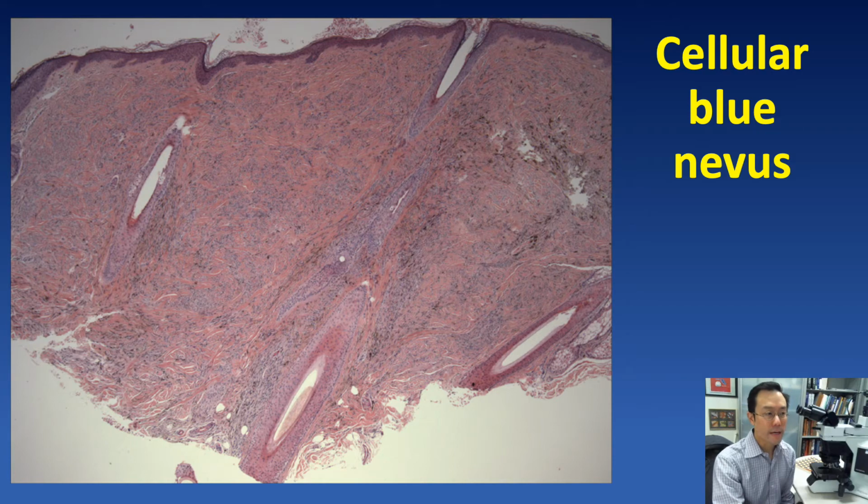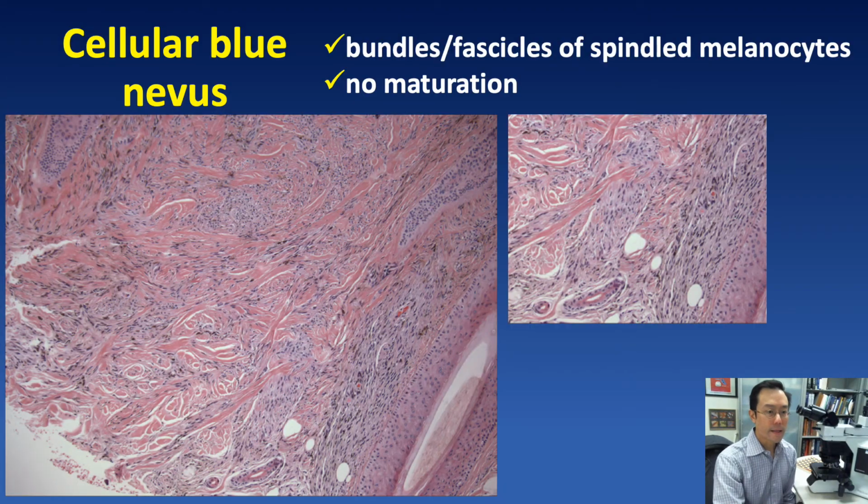Cellular blue nevi are generally larger and deeper tumors. Like the smaller common or dendritic blue nevus, cellular blue nevus is associated with scattered melanophages, but the spindled melanocytes are typically a little bit larger, and they typically are not heavily pigmented and form bundles or fascicles of cells extending into the deep dermis or subcutis, again, not exhibiting maturation, but exhibiting that characteristic perivascular and periadnexal pattern of growth.